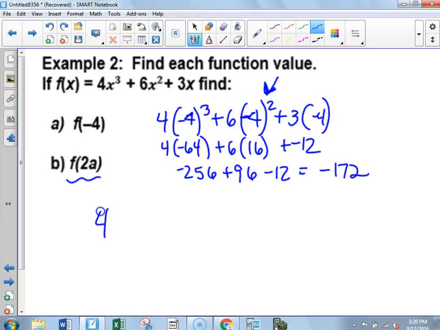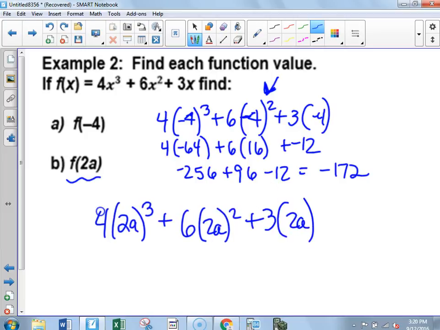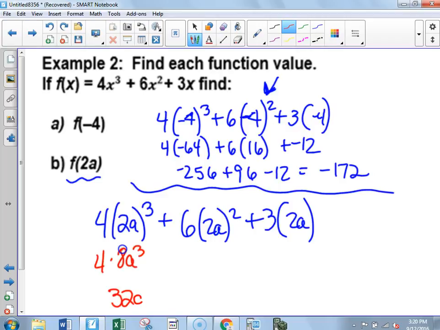here. So you're going to have 4 times 2a cubed plus 6 times 2a squared plus 3 times 2a. And we're in Precalc, so I'm afraid I'm not going to let you slack by just stopping there. Okay? You got to simplify this. 2a quantity cubed becomes what? 8a cubed. And then there's still that 4 out there, so we're going to get a 32a cubed.